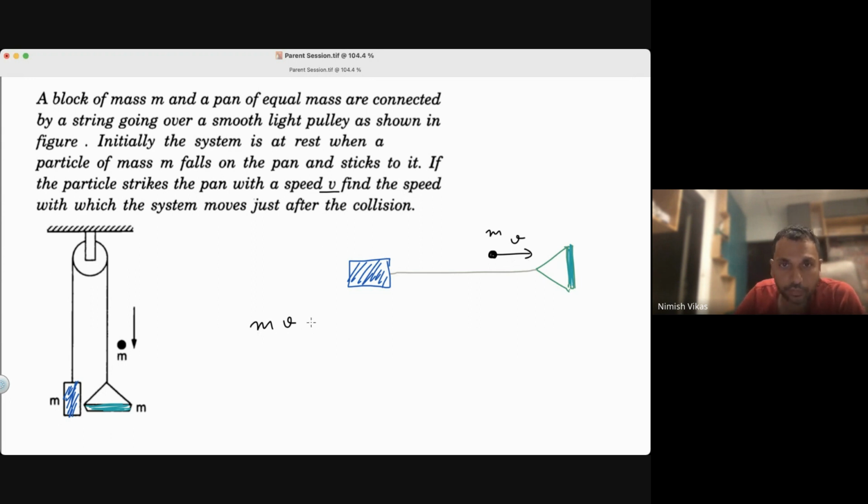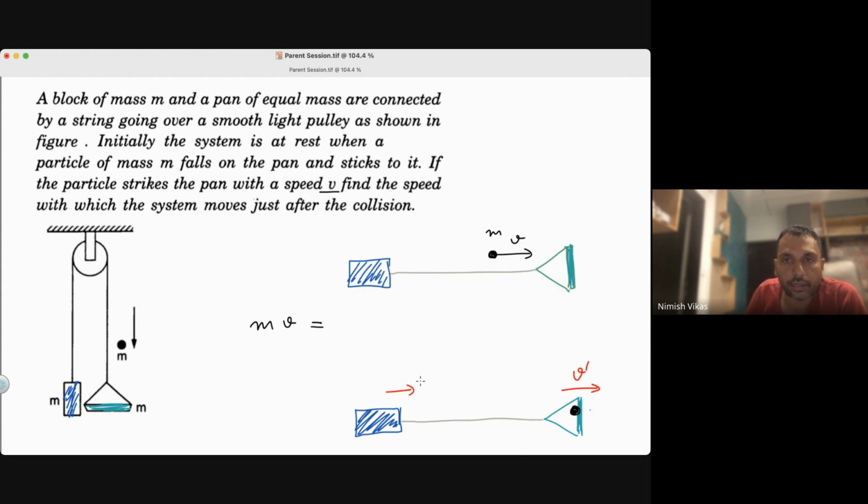initial momentum is mv, final momentum is what? What is the final momentum? How will the situation look? Finally, the situation will look like this: this is the gray pan, this is the black bob sticking to it, and then there is the blue block, right? And this one is sticking. So these two will be going with the same velocity, right, guys? Say v dash velocity.